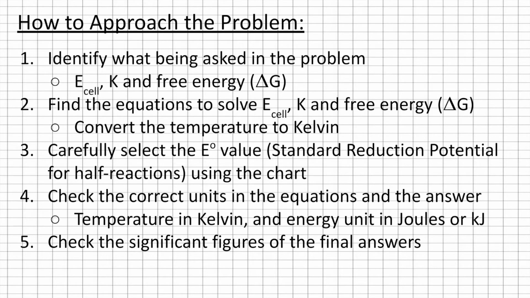To approach this problem, first identify what's being asked in the problem. In this case, we are solving for Ecell, K, and free energy or delta G. Remember to use the correct equation to solve for each variable. Remember that your temperature should be in Kelvin, then carefully select the E0 cells from the standard reduction potential chart for the half reaction. Make sure to check your units in the equation and answer. And lastly, remember to check the significant figures of the final answer.